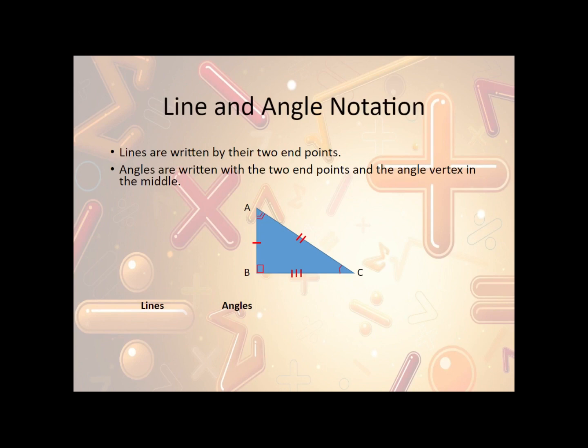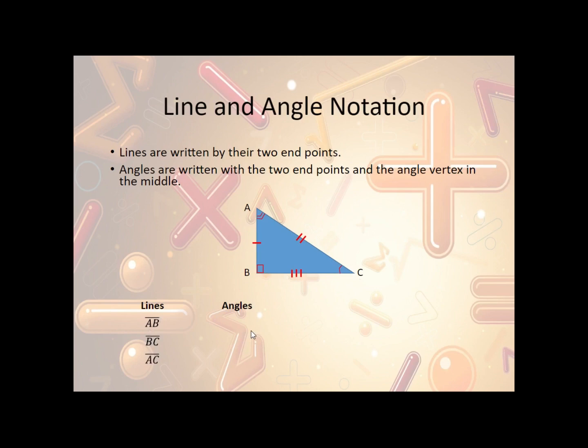So the first way is that line segments are written by their two endpoints. For instance, this is AB. And then we'd have BC, so that goes from here to here. And then we have AC or CA. Either way works, and you could do it in any order. This could be BA or CB. It doesn't really matter, but we need to indicate it by the two endpoints.